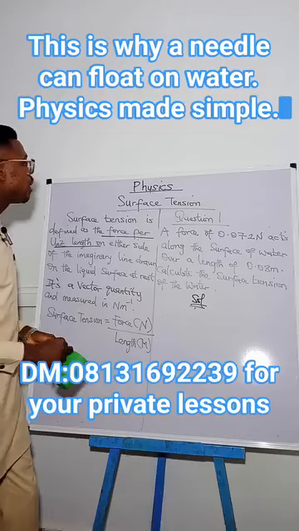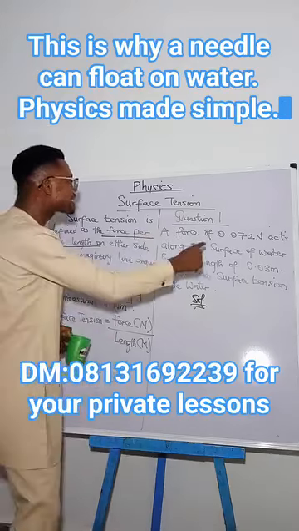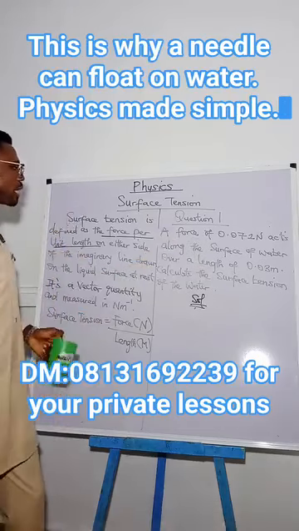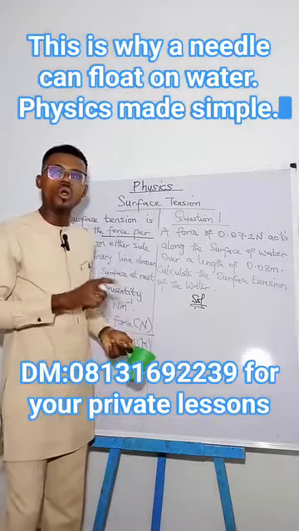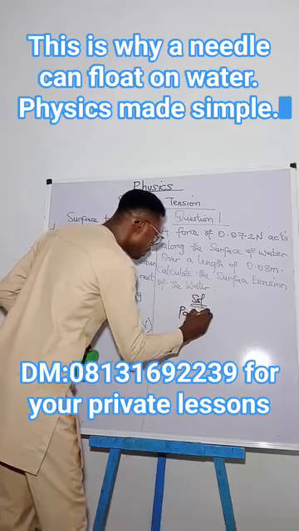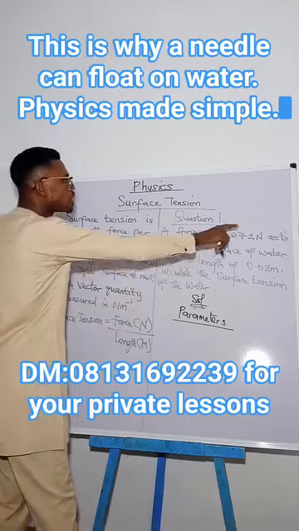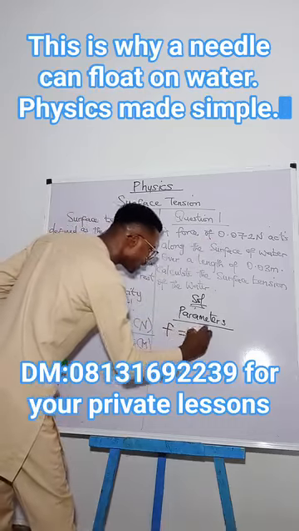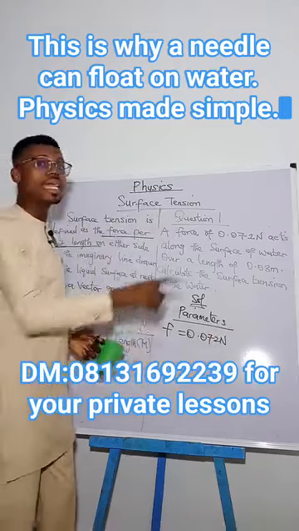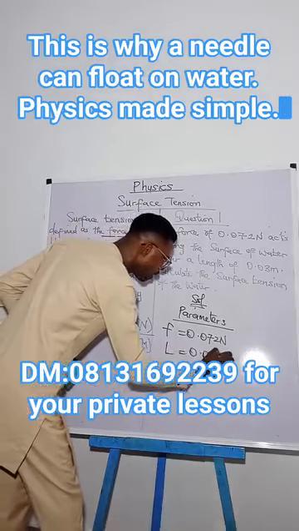Now let's take a question. Question 1. A force of 0.072 Newton acts along the surface of water over a length of 0.03 meter. Calculate the surface tension of the water. First thing first, like I said, you bring that to your parameters. Force of 0.072 Newton, so my F is 0.072 Newton. Acts along the surface of water over a length of 0.03 meter. My L is 0.03 meter.